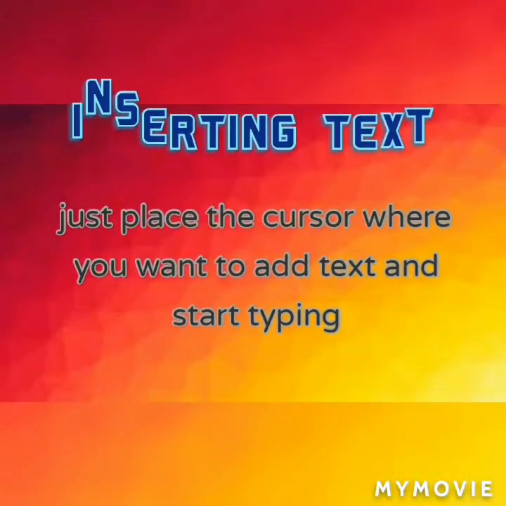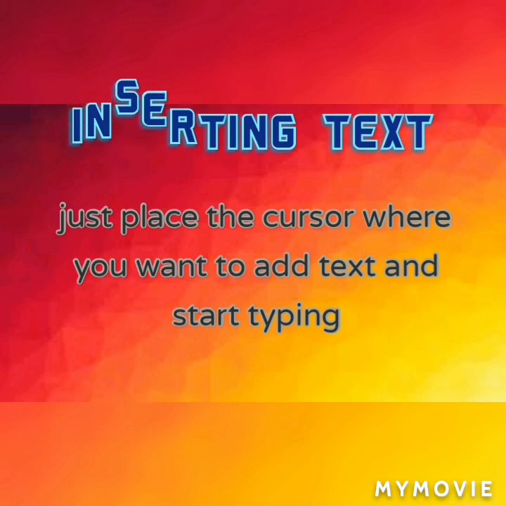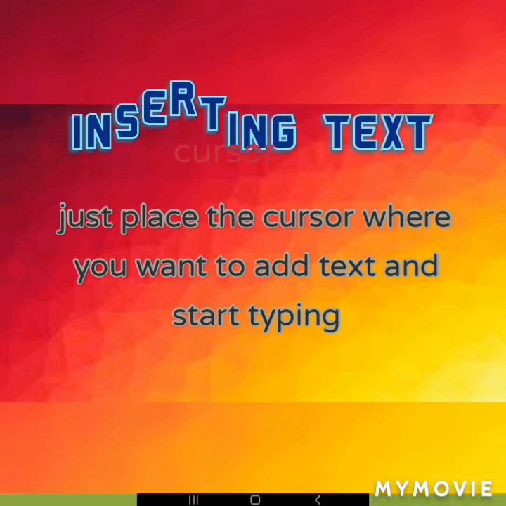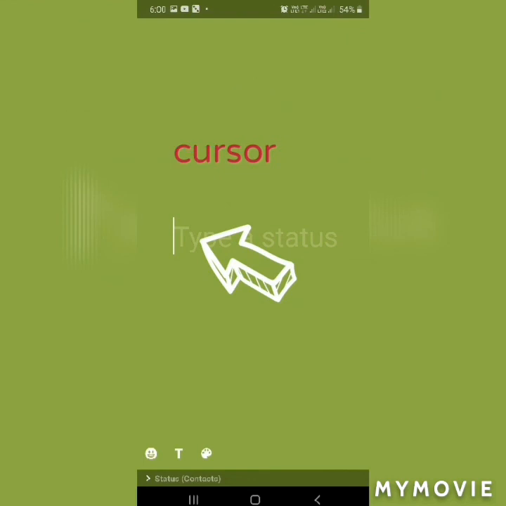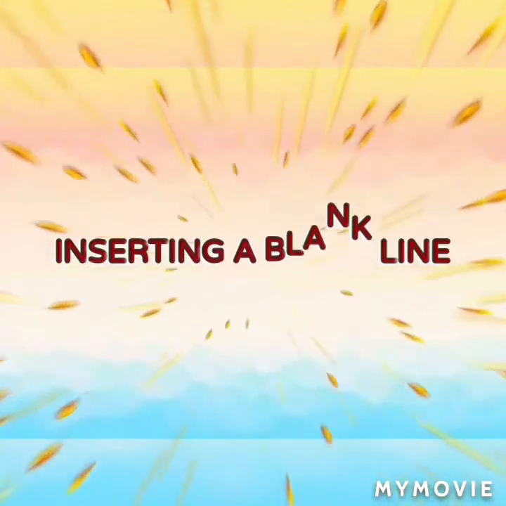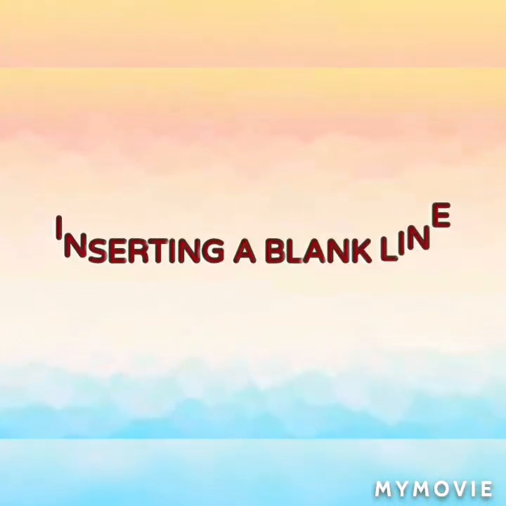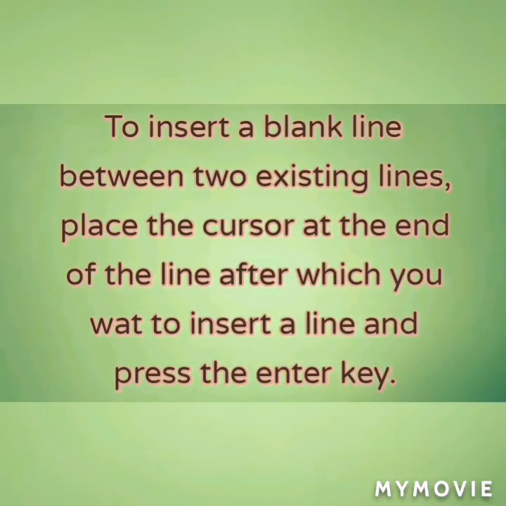Now in this category we have inserting text, inserting a blank line, inserting a blank page. So the first thing is inserting text. Now how to do that? Just place the cursor where you want to add text and start typing. Understood? Your text will be inserted over there. The example I have shown, you can see the cursor blinking at your work area. The cursor blinking means you are going to start your writing from that place only. Clear, all of you?